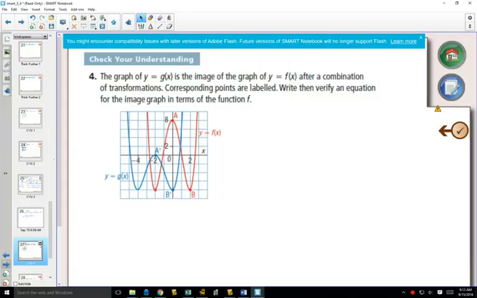Yes, is this the right page? Am I on the wrong page? 225, thank you. Yes. Okay.